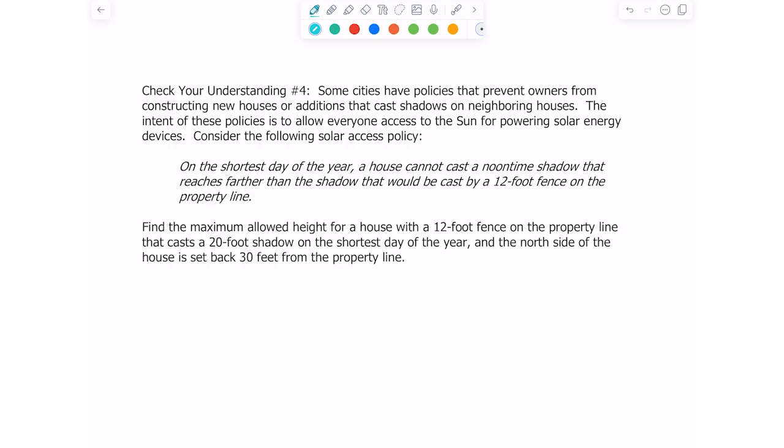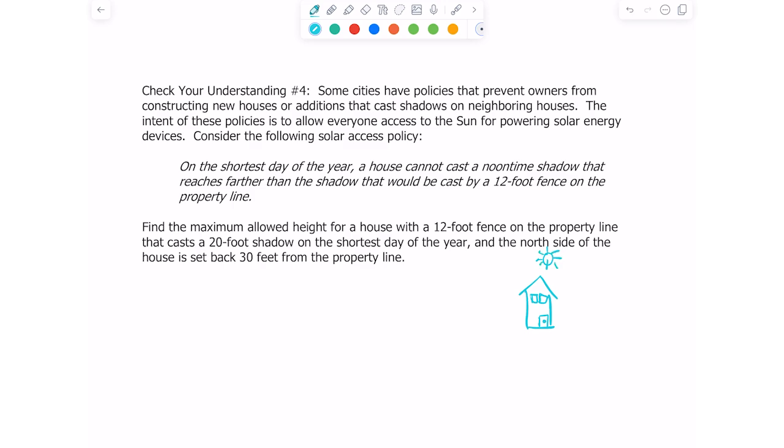Find the maximum allowed height for a house with a 12-foot fence on the property line that casts a 20-foot shadow on the shortest day of the year, and the north side of the house is set back 30 feet from the property line. So let's get a visual here. So first of all, we got our house. Okay, put some windows. There's our house, and we have the sun, of course.